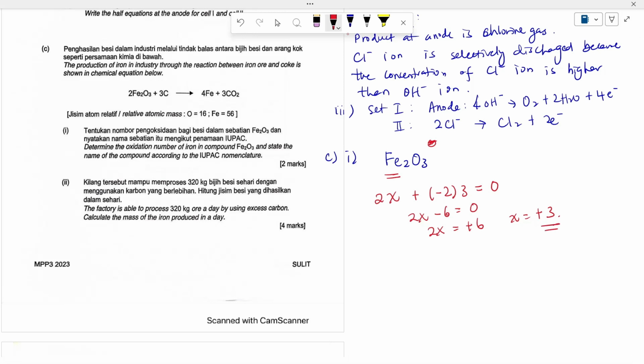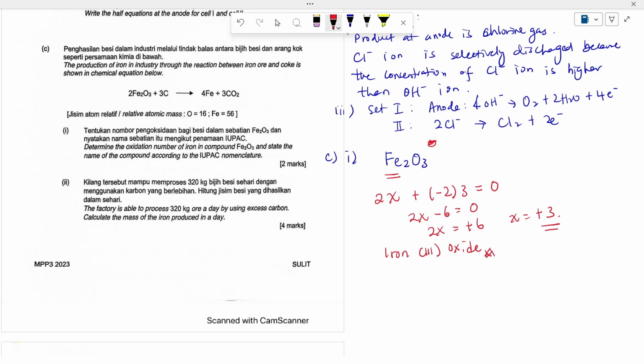Now how about the name? Since the oxidation number is 3, it will be iron(III) oxide.